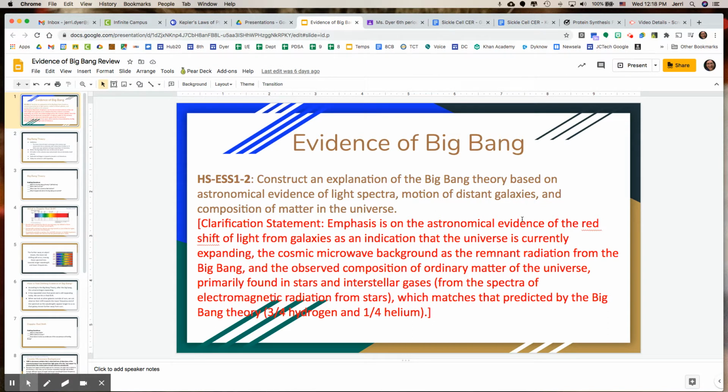And so we're specifically going to be looking at redshift of light from the galaxies. We're going to be looking at the cosmic microwave background as the remnant of the Big Bang, and talking about the redshift that happened in order to make that into microwave radiation. And then we're going to take a look at the composition of the universe. So let's go ahead and get started on that.